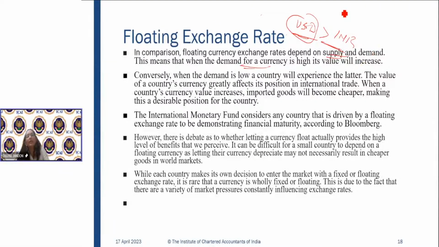If USD demand decreases, then obviously INR will become strong. Yes. So the value of the currency is based on supply and demand of dollar. When the demand is low, a country will experience appreciation respectively. So International Monetary Fund considers any country that is driven by floating exchange rate to maintain financial maturity.